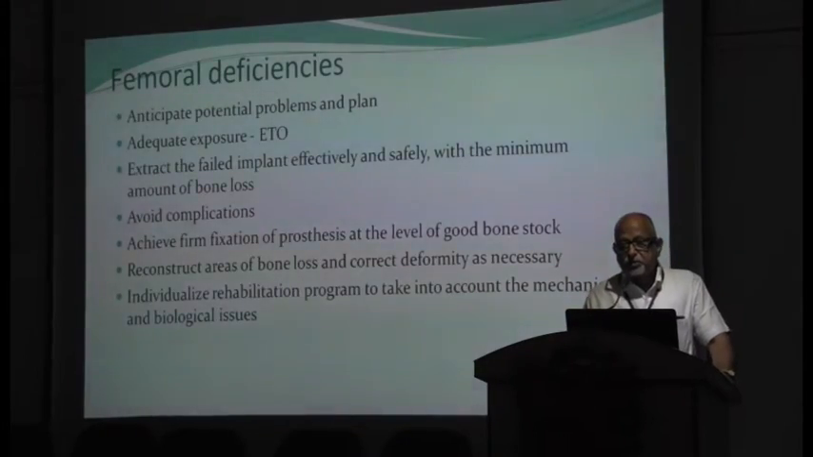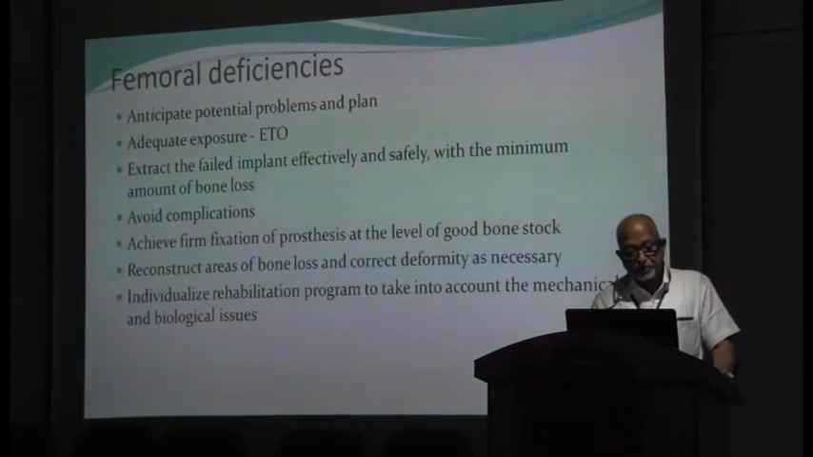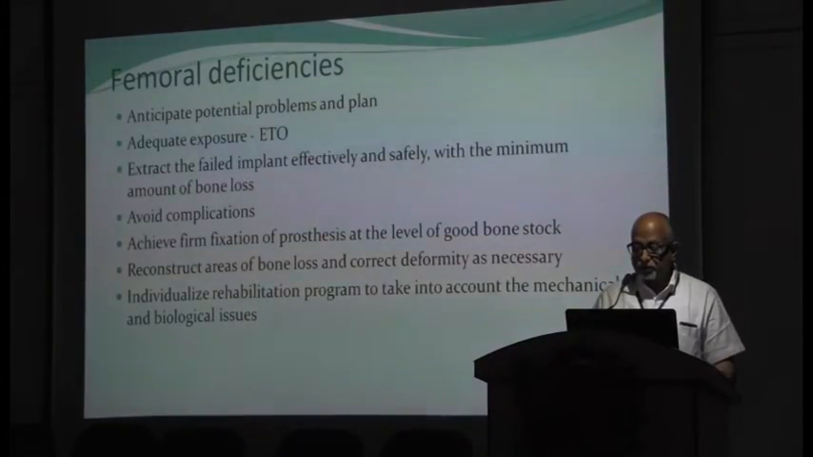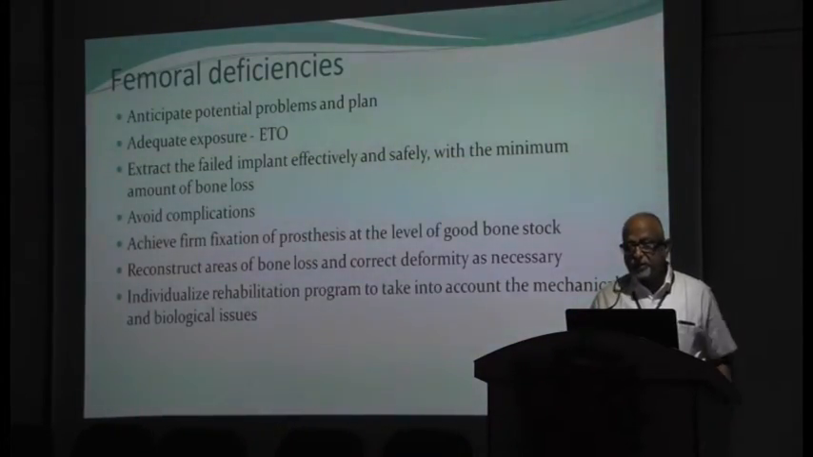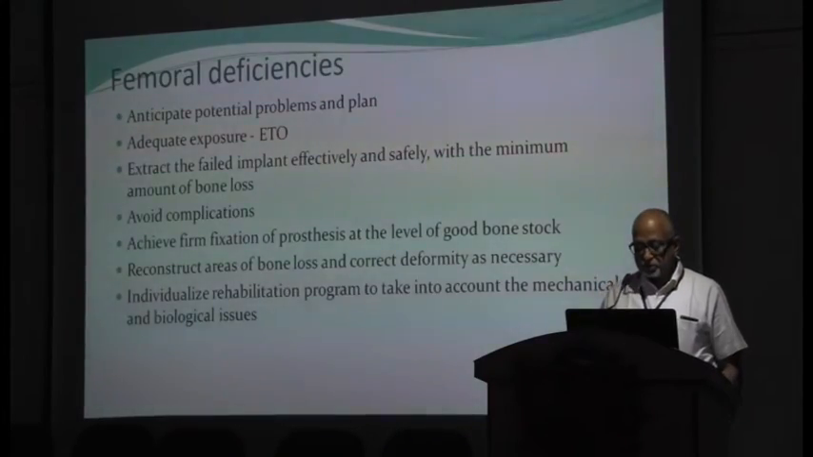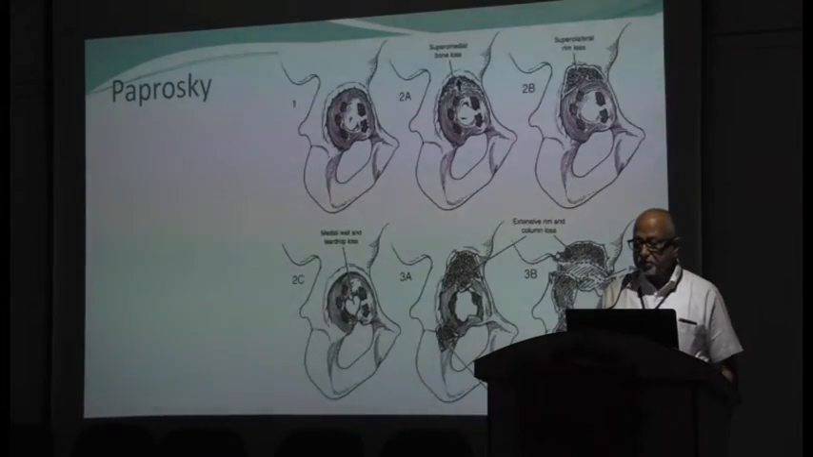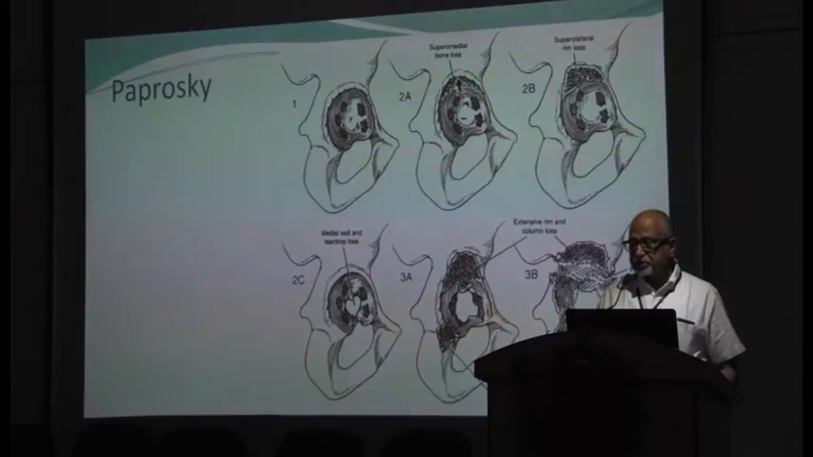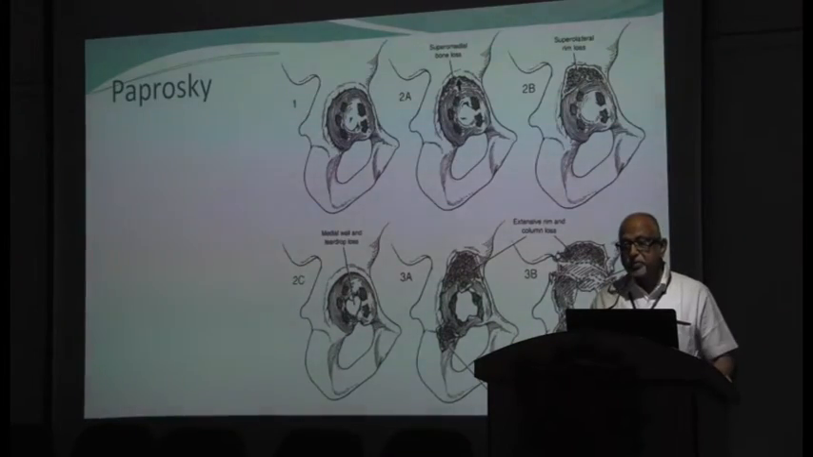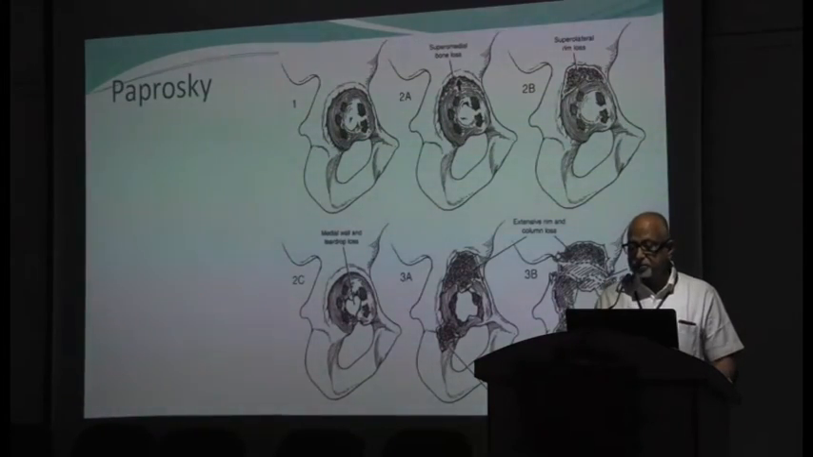When you are finished with the prosthesis, you should have primary stability, reconstruct the areas of bone loss and correct deformity as necessary. And the rehab program has to be customized to the needs of the patient. Similarly, on the acetabular side, the Paprosky classification is quite extensive when you are dealing with 3A and 3B, where you have pelvic discontinuity and severe bone loss in the ischium and the superior part. You need to address it with suitable implants or bone grafts.